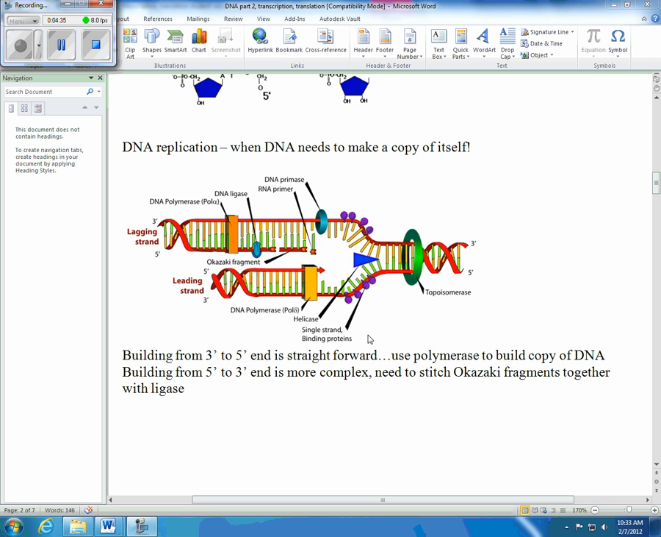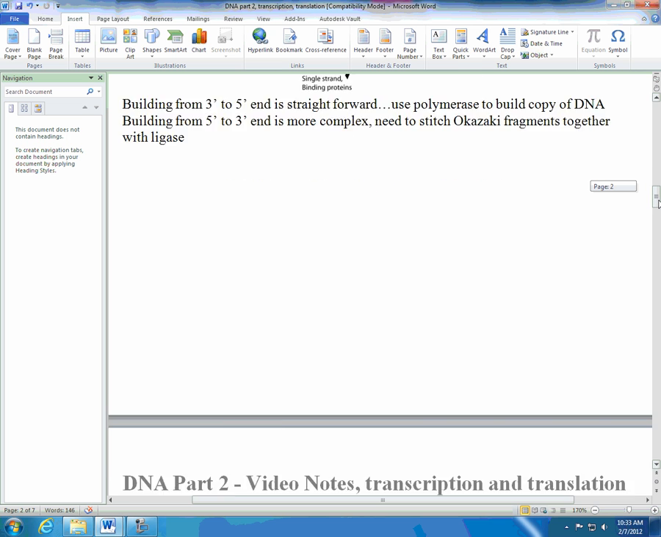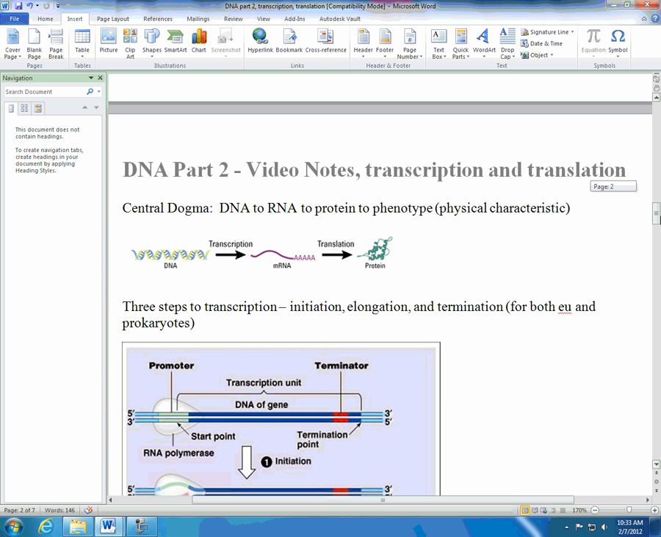Alright, again, replication is something that we're not going to worry about for today. What I want to focus on is transcription and translation. Now, central dogma is where you're taking DNA to RNA to protein to phenotype, which is the physical characteristic of what we see. Hair color, skin, whatever, anything that we can physically see.